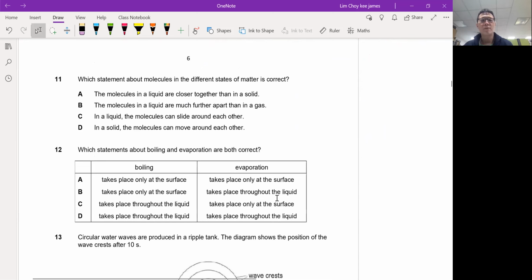Number 11, states of matter. I would say it's pure memorizing. Look at the kinematics, the kinetic model of matter, that particle topic. Just go and take note of all the factors and memorize them.